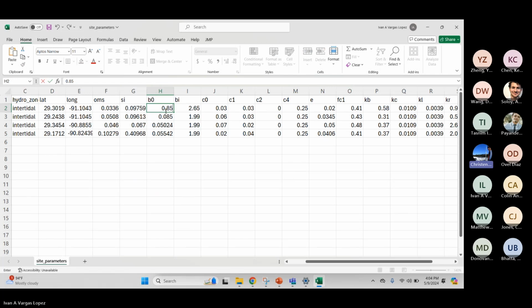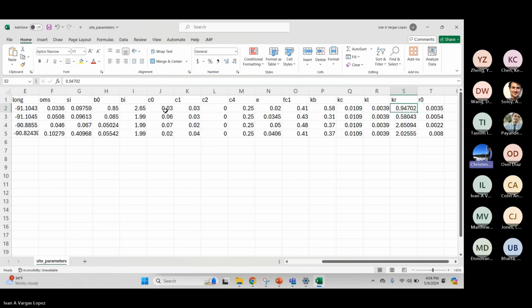I'm changing those values. So if you want to run this model in another site and you have field data, you can change these parameters to fit your particular site or sites. And probably I'm changing the root turnover rate, the KR value. I'm changing it to 0.65, and I will rename it.